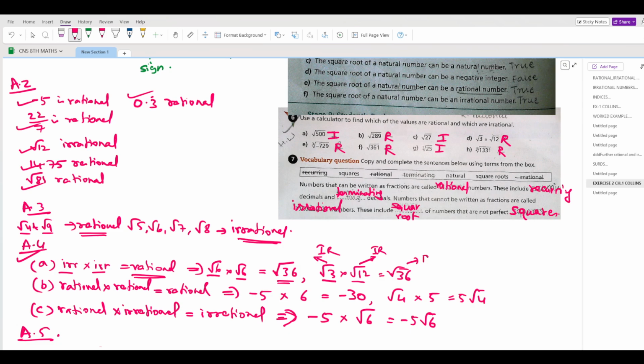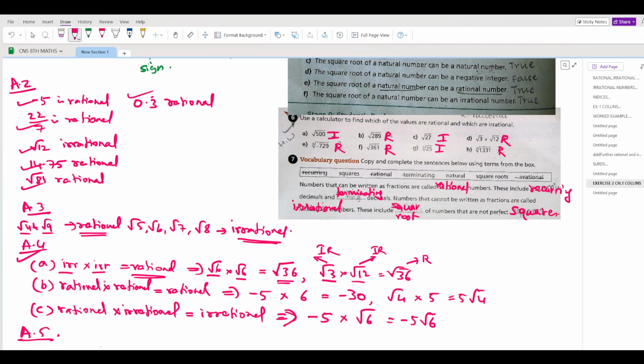But this root 36 is rational, isn't it? Root 36 is rational. So this is also another example. I have given two examples, but the question has asked you to give only one example. Okay, but I have given two examples purposely. So that was A.